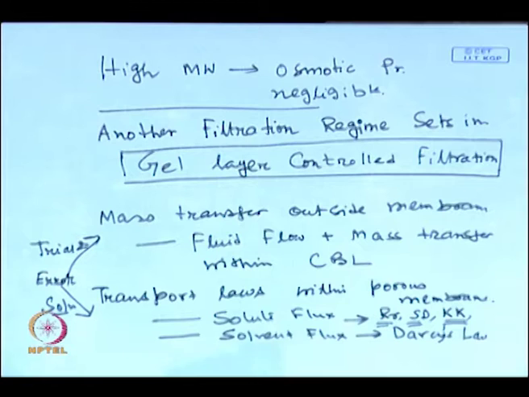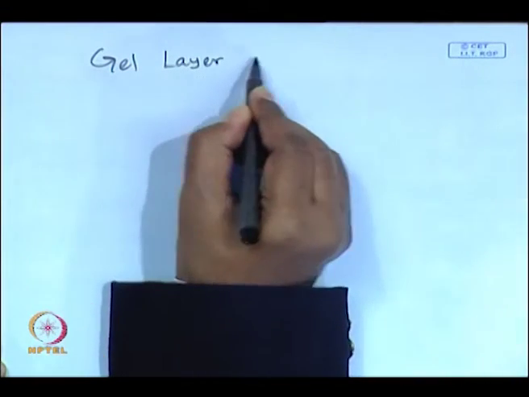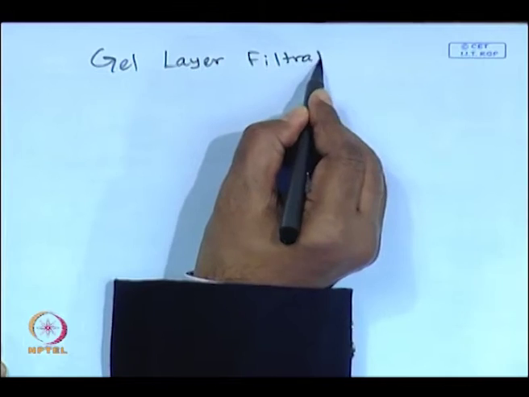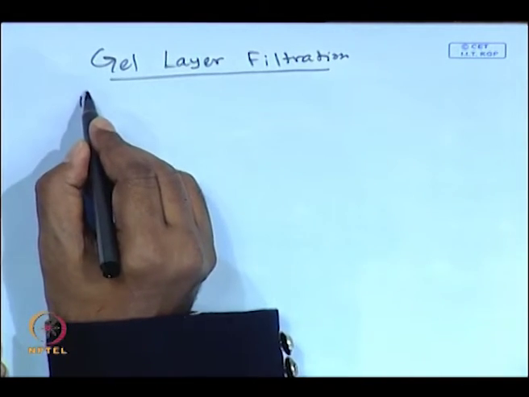Now, let us go to the gel layer control filtration, because it is another regime in the whole filtration system. It is more rampant in the case of microfiltration and at the upper range of ultrafiltration, where the pore sizes are much bigger. Now, there are two ways in which gel layer filtration can occur.